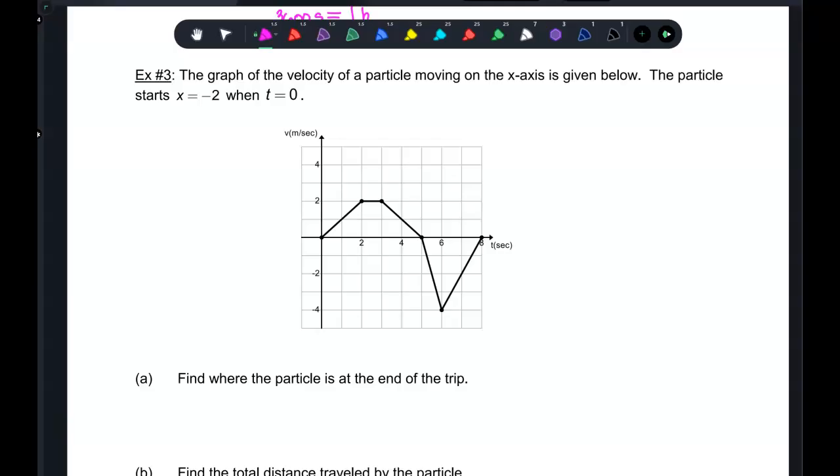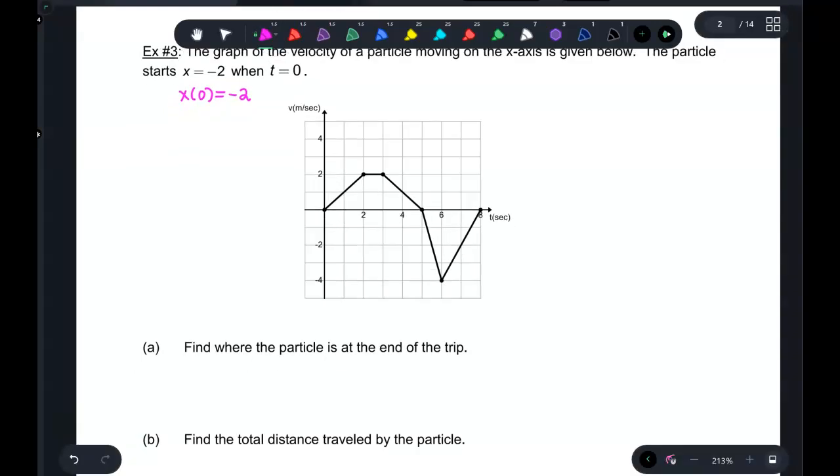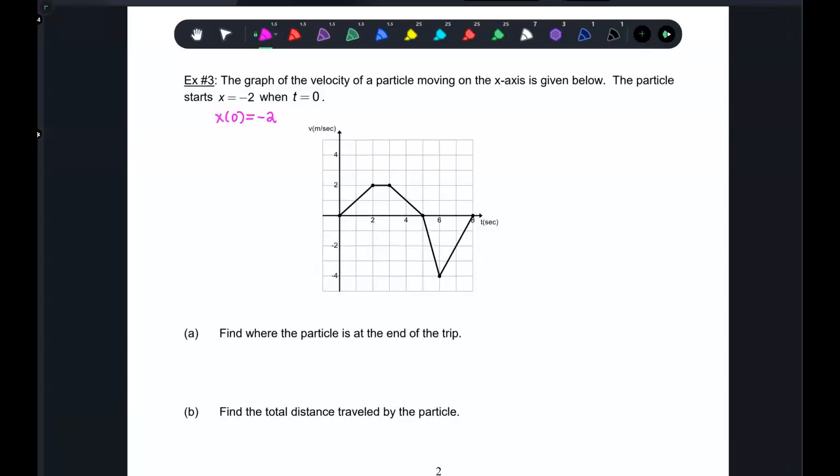Okay. Now we have a velocity graph. The particle is at x equals -2 when t equals 0, so that means x of 0 is -2. Where is the particle at the end of the trip? So we just do -2 and then add the area? Yes, and so let's see.